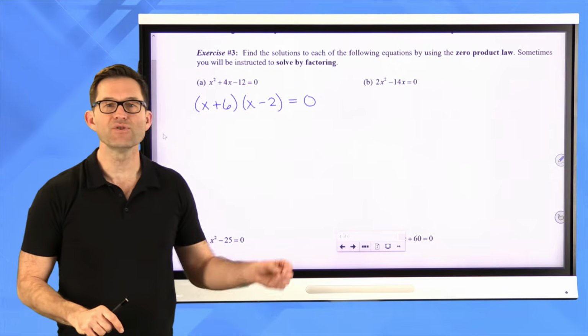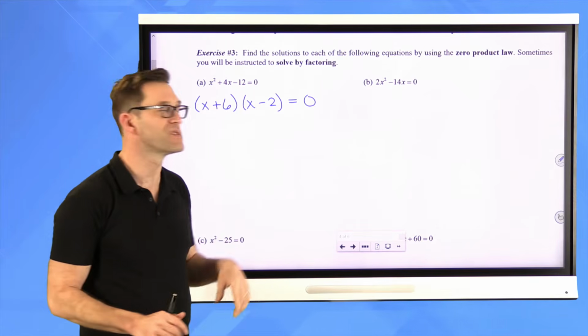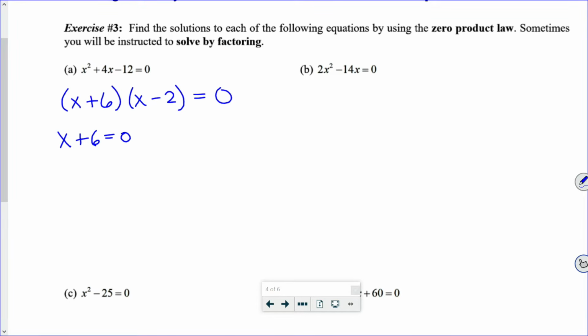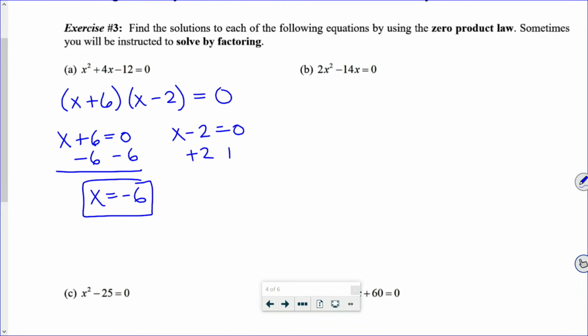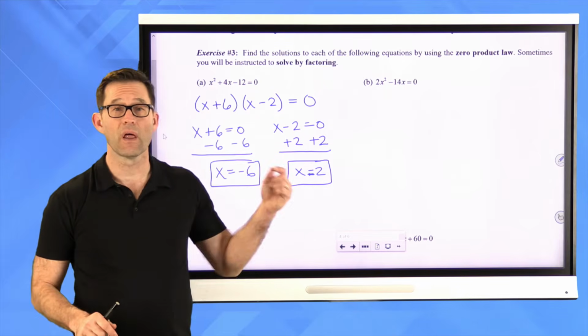As soon as you have the product of two or more things equal to 0, you can set each one of those things equal to 0. So I'll do x plus 6 is equal to 0, and x minus 2 is equal to 0. Subtract 6 from both sides, and I'll get x equals -6. Add 2 to both sides, and I'll get x equals 2.